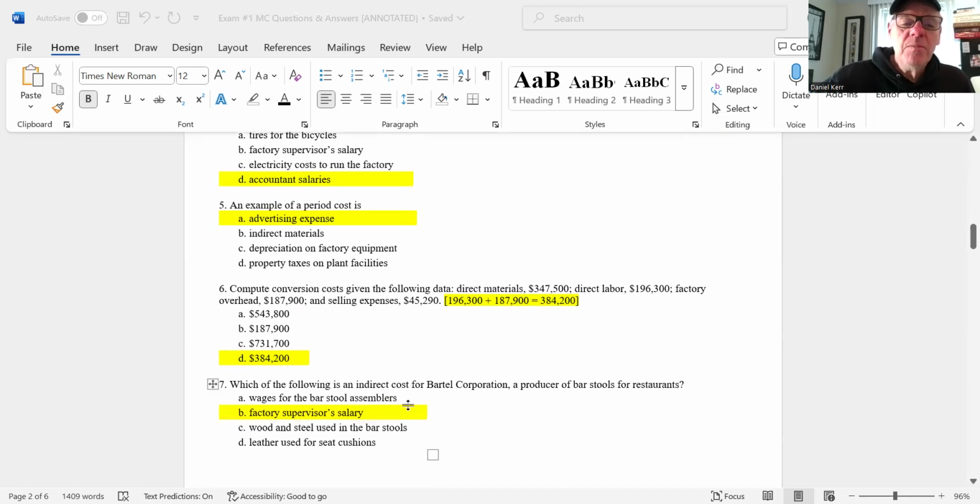Number 7, which of the following would be an indirect cost for Bartell? Now, indirect costs are a cost that becomes part of the cost of the product, but is part of overhead. So it would be other than material and labor, but it's necessary to the manufacture of the product and becomes part of the cost of the product. So the one that is all the wages and wood and steel and leather used in making seat cushions for a manufacturer of bar stools, those are all direct materials or direct labor. Factory supervisor's salary would be an example of indirect costs or overhead. So the answer there is B.